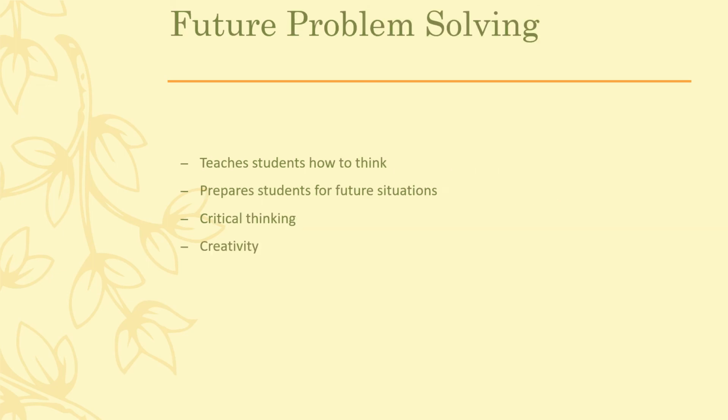And the last thing we're going to talk about is future problem solving. This encourages students to look towards the future and maybe look ahead a few steps and see how we can implement things now that can solve future problems that may arise. This really is a way of teaching students how to think and prepare students for future situations. We're all going to need to learn to think ahead as the students grow older. So this is a critical thinking tool that is really important to them.